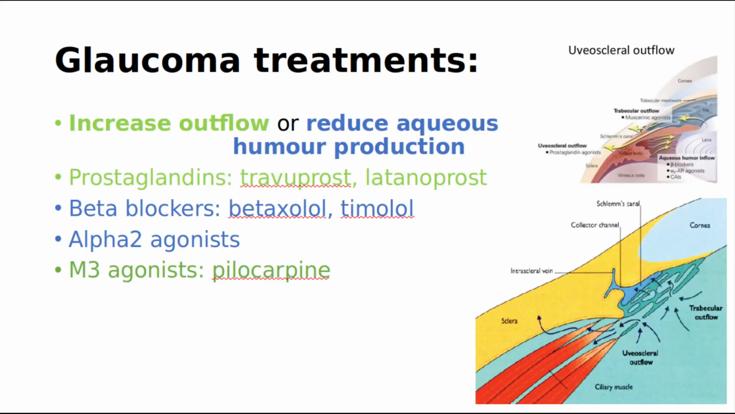Treatments of glaucoma aim to reduce the production or increase the aqueous humor outflow. Prostaglandin analogues like latanoprost and travoprost work to increase the uveoscleral outflow. Beta blockers are only indicated for chronic glaucoma and include betaxolol and timolol. They work to reduce the production of aqueous humor. Alternatively, someone may opt for an alpha-2 agonist. M3 agonists like pilocarpine and carbachol work by constricting the pupil, which physically opens the trabecular meshwork, increasing the outflow.